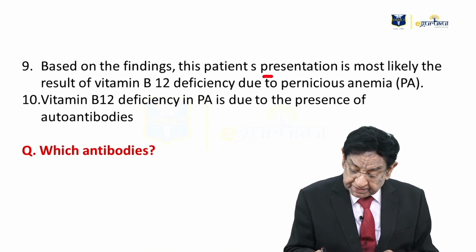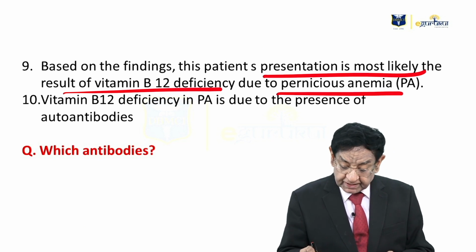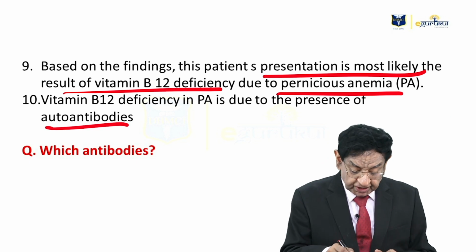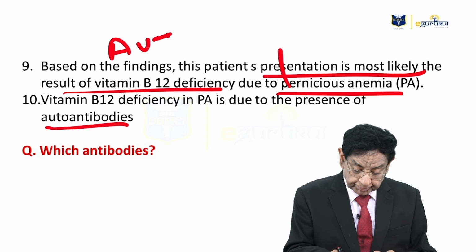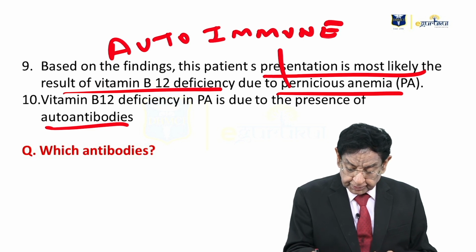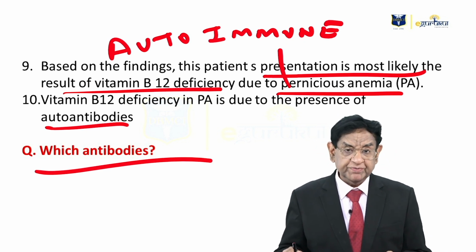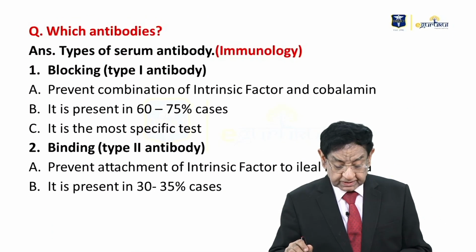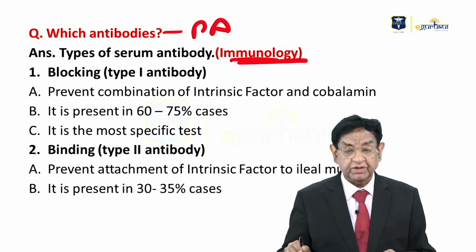Based on the findings, the patient presentation is most likely B12 deficiency due to pernicious anemia, and this is due to the presence of autoantibodies, because pernicious anemia is an autoimmune disorder. Which antibodies are present in these patients? Stop the video, write down the answer. Well, let's talk about the antibodies present in pernicious anemia, in immunology.